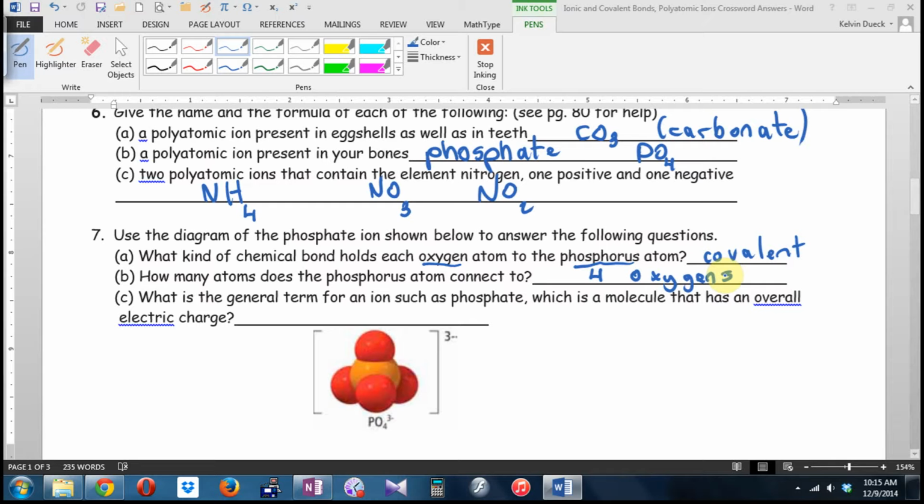If you said 4, that's fine. This is going to be important, certainly for part C. What's the general term for an ion, such as phosphate, which is a molecule that has an overall electric charge? It's on the back of your sheet. You need to know this word.